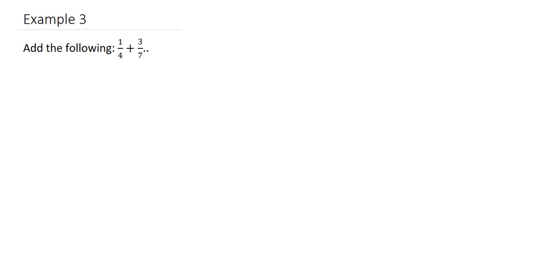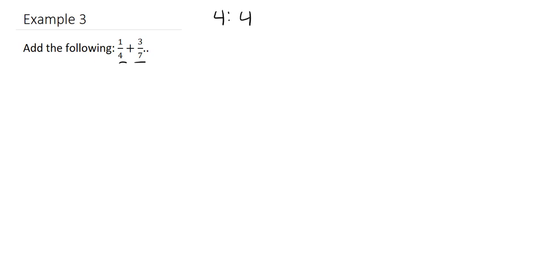Example 3, add the following. We have 1/4 plus 3/7. So you can see we do not have the same denominator, so we're going to need to find it. So let's do some multiples of both the 4 and then the 7.